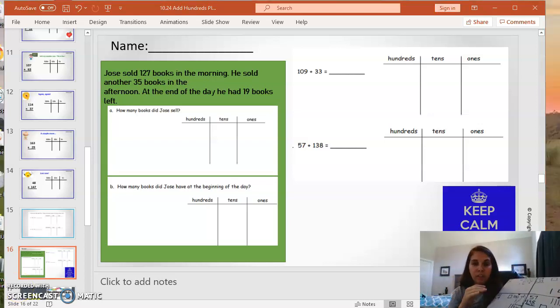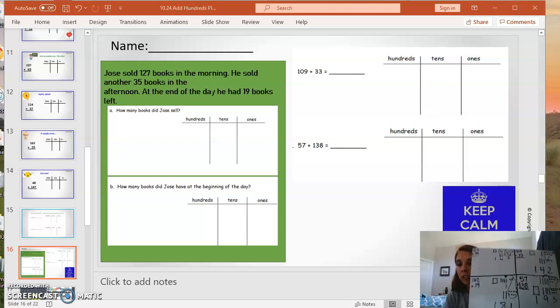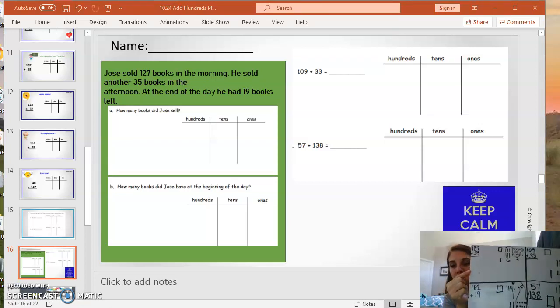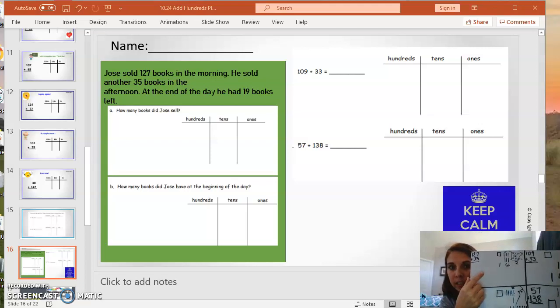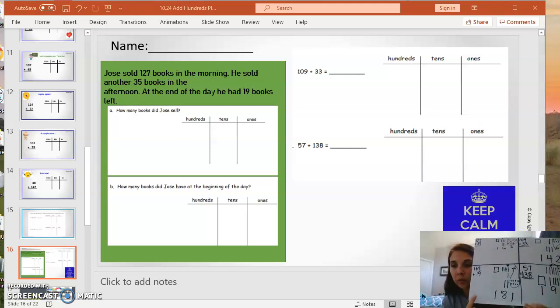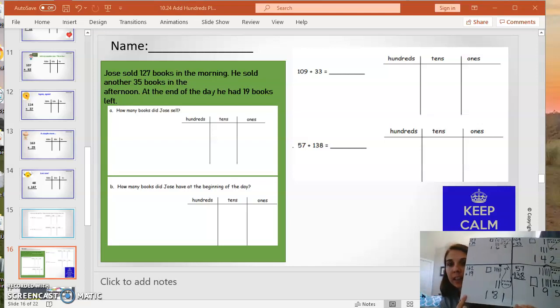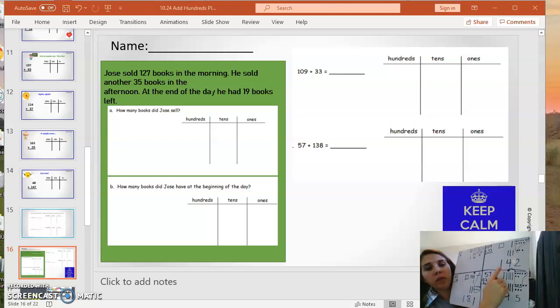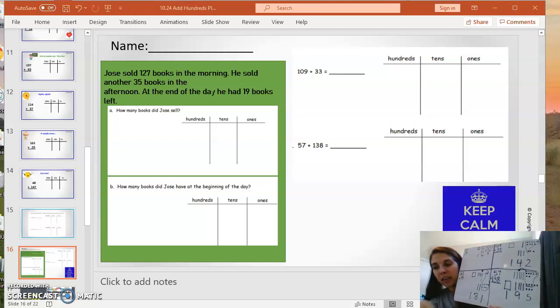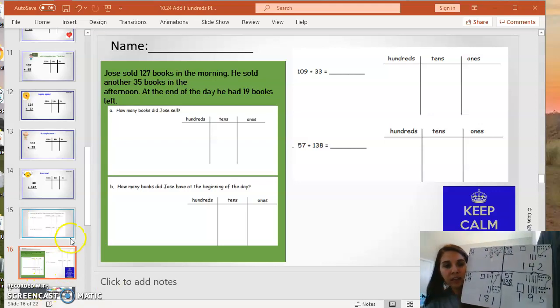Okay, hopefully you took a few minutes, worked out these 4 problems, and here's what I got for these answers. For the first one, I got that there were 162 books sold. For the next one, I got that there were 181 books at the beginning of the day. For the next problem, I got 142, and then for the last one, I got 195.